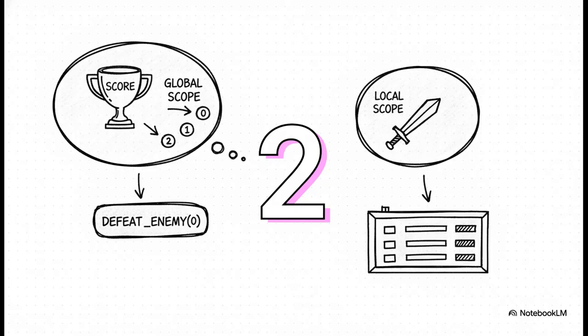And would you look at that? The proof is right there in the output. We start with a global score of 0. We call our defeat enemy function once, and boom, the global score is now 1. We call it a second time, and that very same variable gets bumped up to 2. Our function now has the clearance it needs to directly change the lobby's scoreboard.